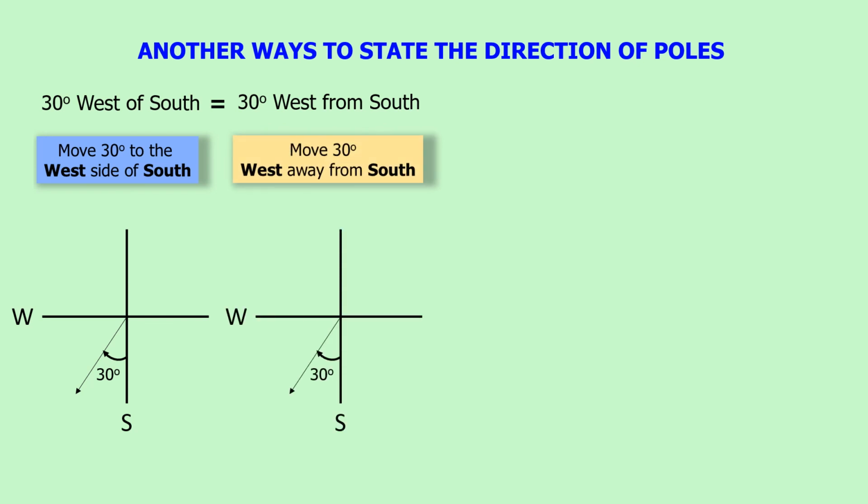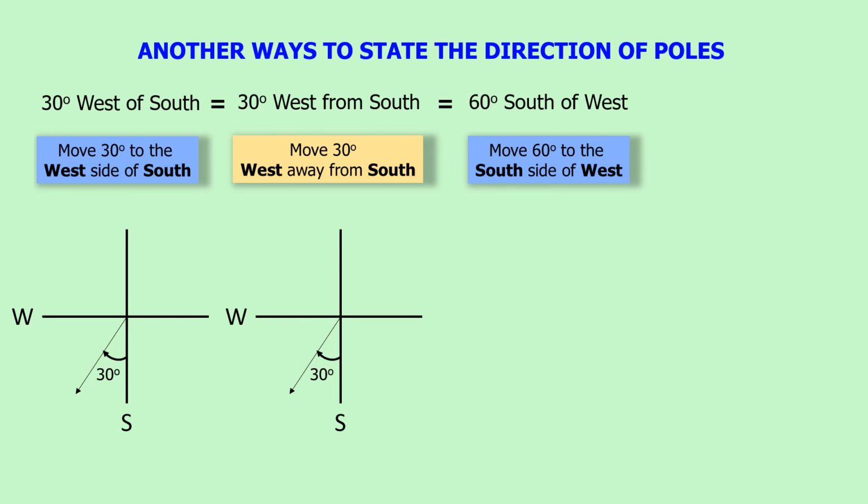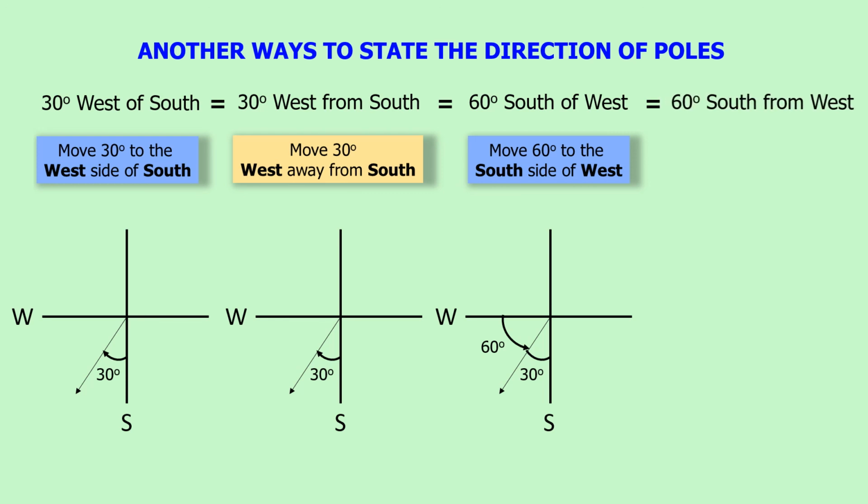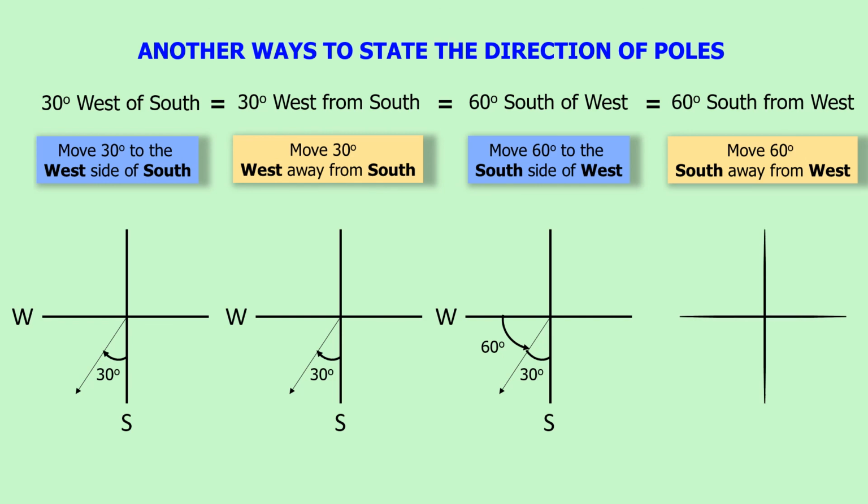This also can be written in the form of 60 degrees south of west. Instead of moving from south, we have another option, to use the angle of 60 degrees to the south side of west. Or, it will also result in the same direction if the sentence is written as 60 degrees south of west, which means we have to move 60 degrees south, away from west.